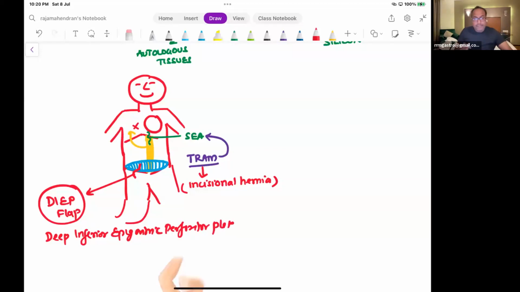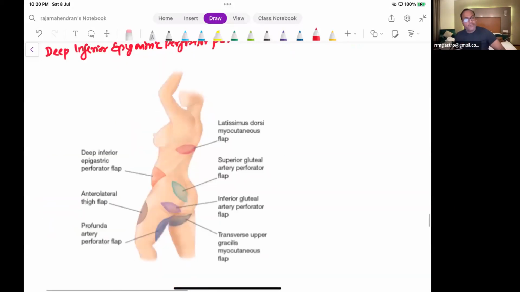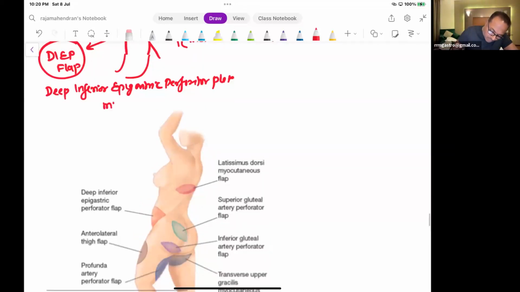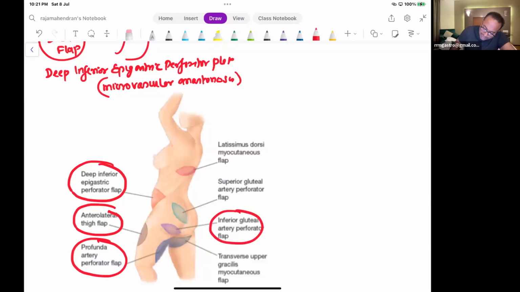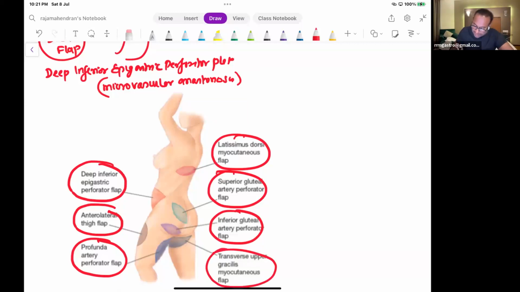This is used for many patients nowadays. If you ask whether these are the only two flaps, no, the new Bailey has drawn many flaps. So where all can we take a free flap? Free flap means we will do a microvascular anastomosis. Once you decide to do microvascular anastomosis, it need not be taken only from the lower abdomen. You can take from many places. See, this is the deep inferior epigastric perforator flap, anterolateral thigh flap, profunda artery flap, gluteal flap, superior and inferior gluteal flap, latissimus dorsi flap, transverse upper gracilis flap. So you can take from anywhere and place it anywhere, they say.